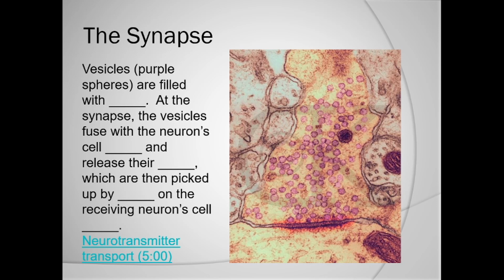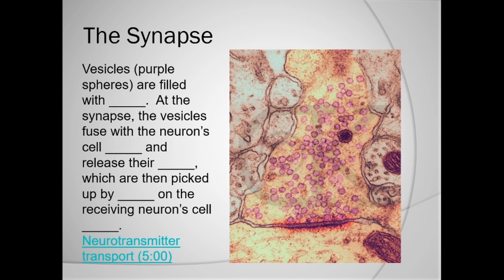And our final slide, I just want to mention the synapse. The synapse is the region where one neuron meets but does not touch another neuron. So it's a gap in between them. In this micrograph that's been colored for us, the vesicles, which are the purple spheres, are basically membrane-bound sacs within the cell that carry something, and in this case they're filled with neurotransmitters. Of course, in other cells they can be filled with all kinds of other stuff, but in the nervous system, neurotransmitters. At the synapse, the vesicles fuse with the neuron's cell membrane and release their contents.